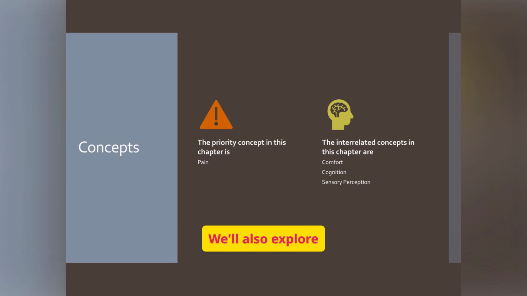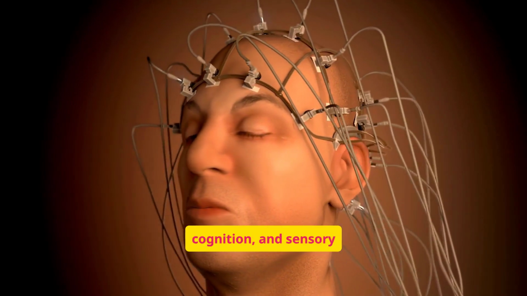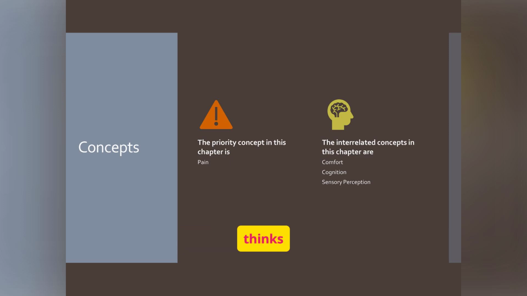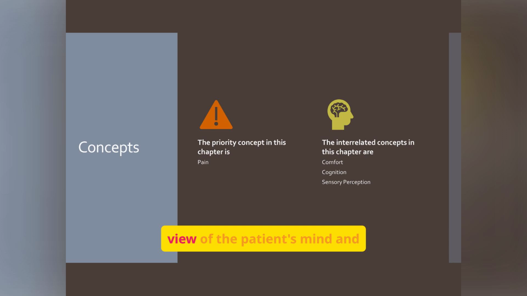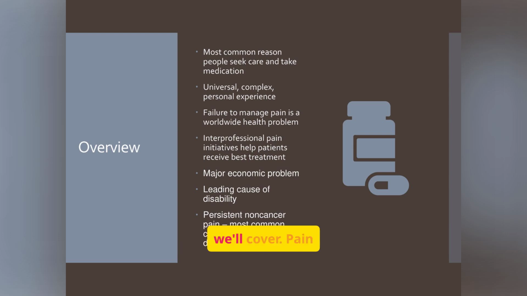We'll also explore interrelated concepts like comfort, cognition, and sensory perception, all crucial in understanding the patient's experience. These concepts are deeply intertwined. For instance, when pain is unmanaged, it can affect how a person thinks, cognition, how they perceive the world around them, sensory perception, and their overall sense of comfort. So, understanding pain requires a holistic view of the patient's mind and body. Here's an overview of what we'll cover.